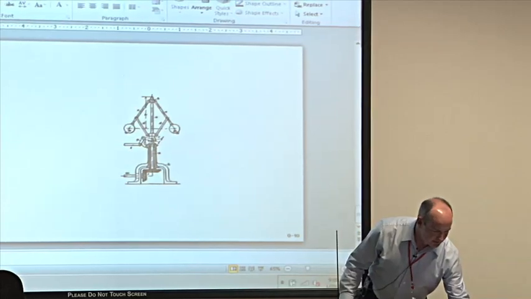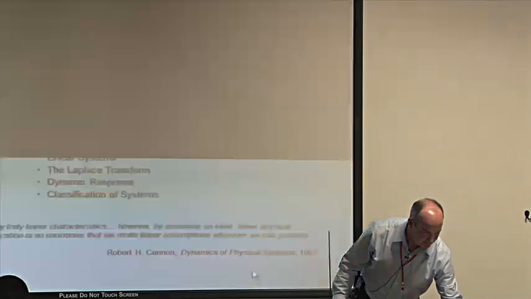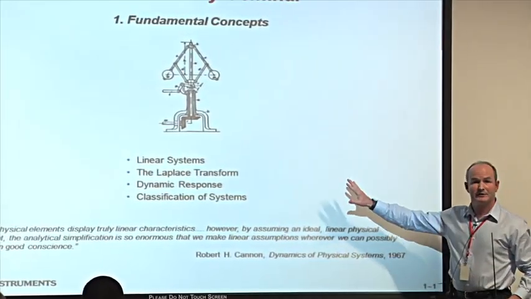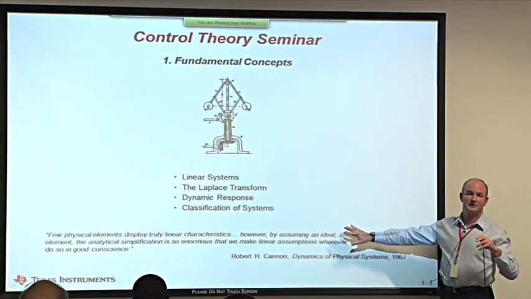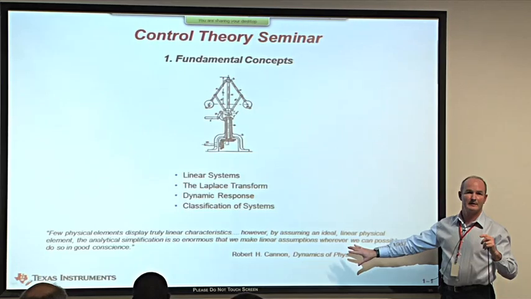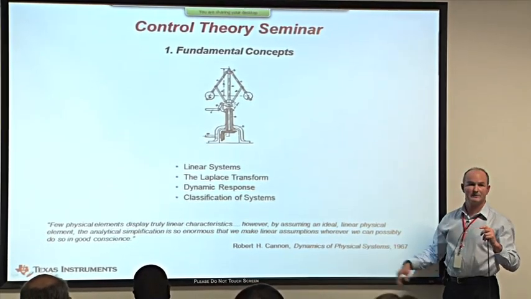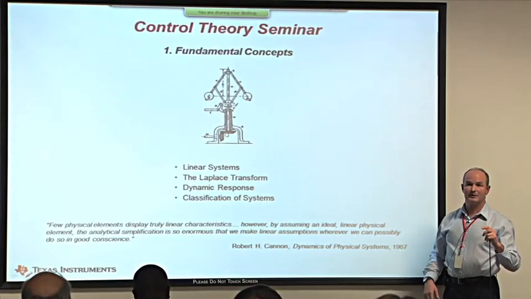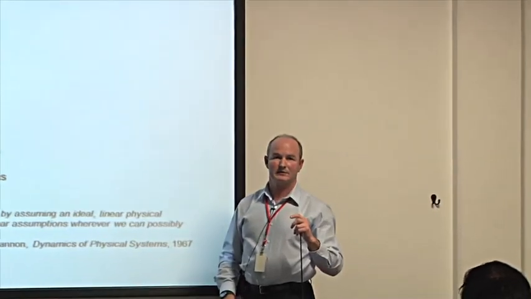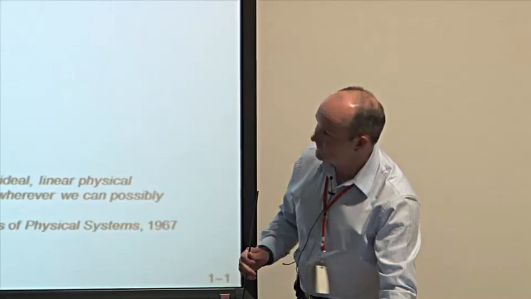Right, so let's go into section number 1, chapter 1, which is entitled Fundamental Concepts. Each of these chapters has a quotation associated with it. This particular one is taken from a book by Robert Cannon. He was a professor at Stanford when he wrote a book called Dynamics of Physical Systems, a rather voluminous book of about 900 pages, but very early on he makes this statement about linear systems, which I'm going to paraphrase in the first slide for you.